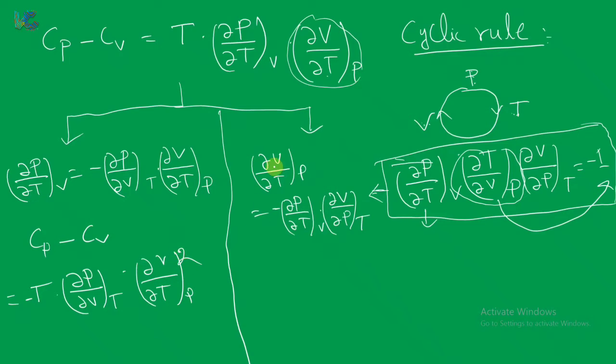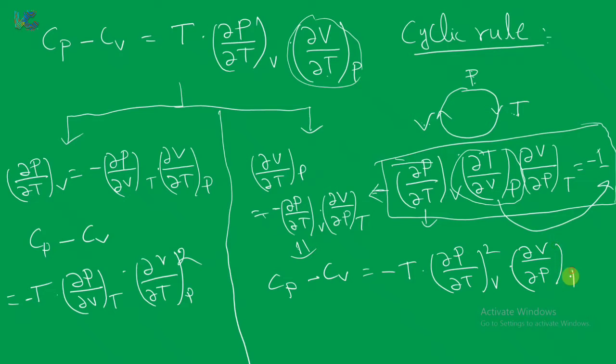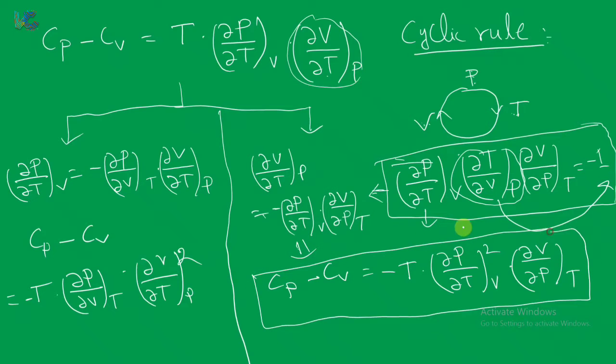Now if you replace the term del V del T at constant P with the other relation, you will get another relation between Cp and Cv: Cp minus Cv is equal to minus T into del P del T at constant V square into del V del P at constant T. So this is one relation you are getting, and this is another relation between the heat capacities.